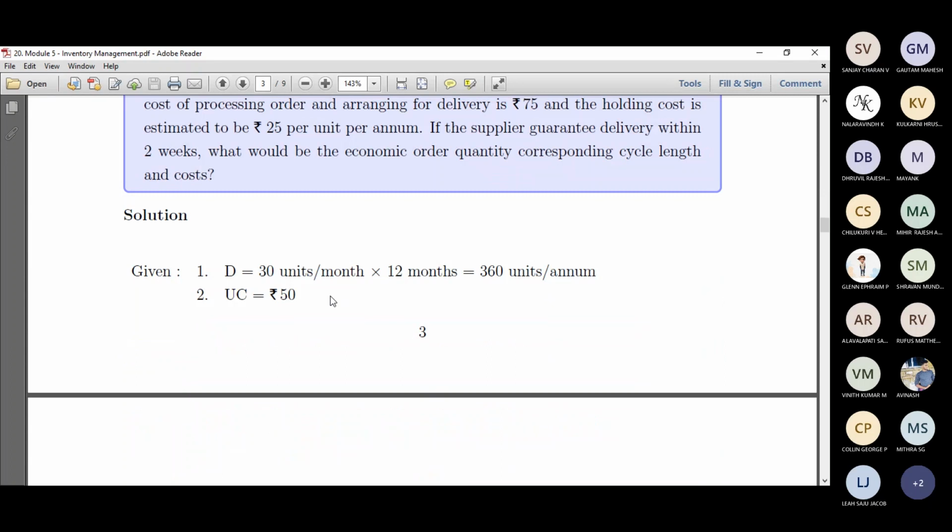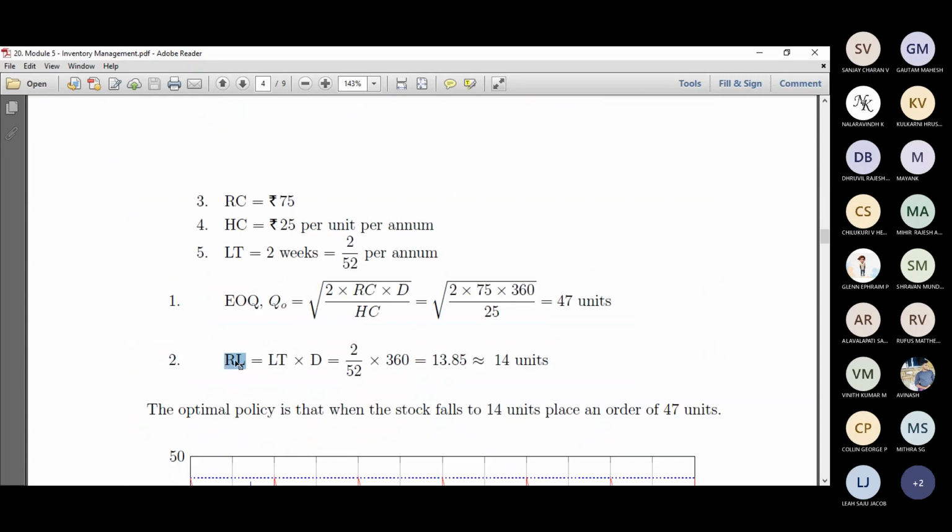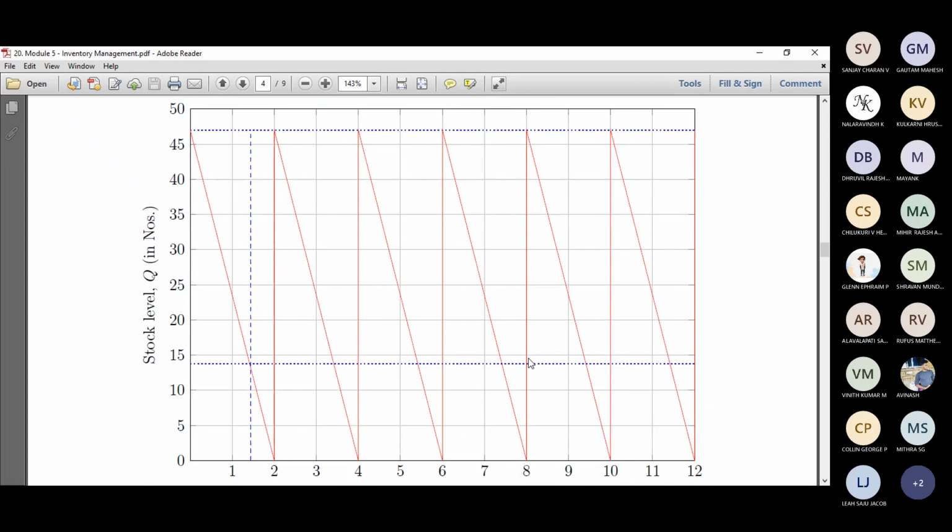So the reorder level, RL, equals lead time multiplied by the demand. The lead time we have seen is 2 weeks, which is 2 divided by 52 in terms of annum, and demand is 360 items. So when you multiply 360 by 2 divided by 52, it's 13.85. Items cannot be a continuous variable, so we will round that to the nearest whole number, which is 14 units, right?